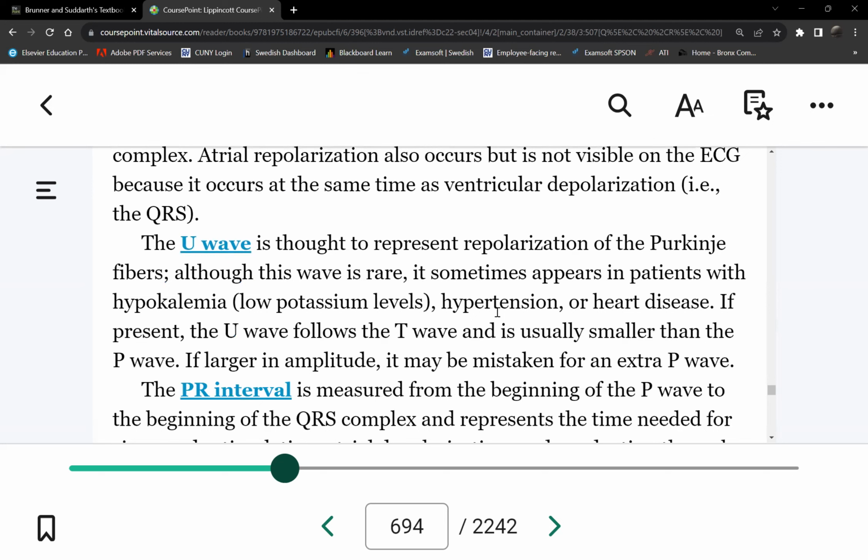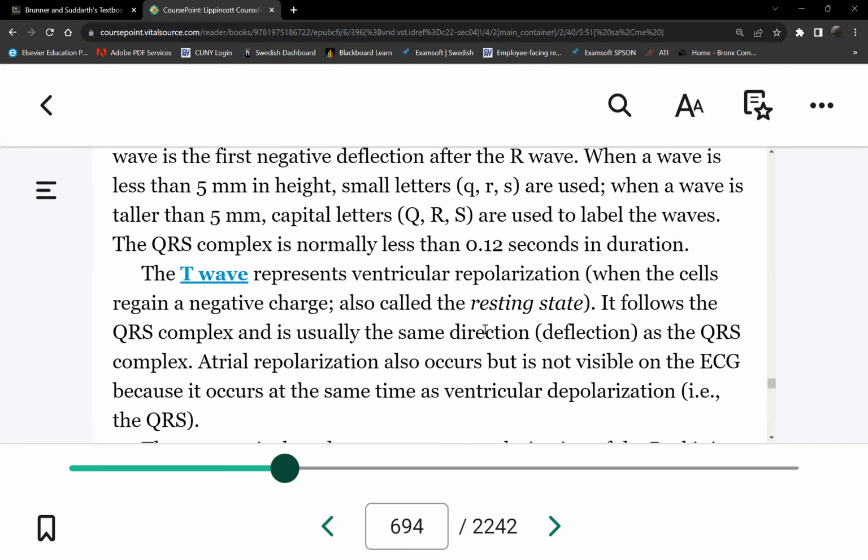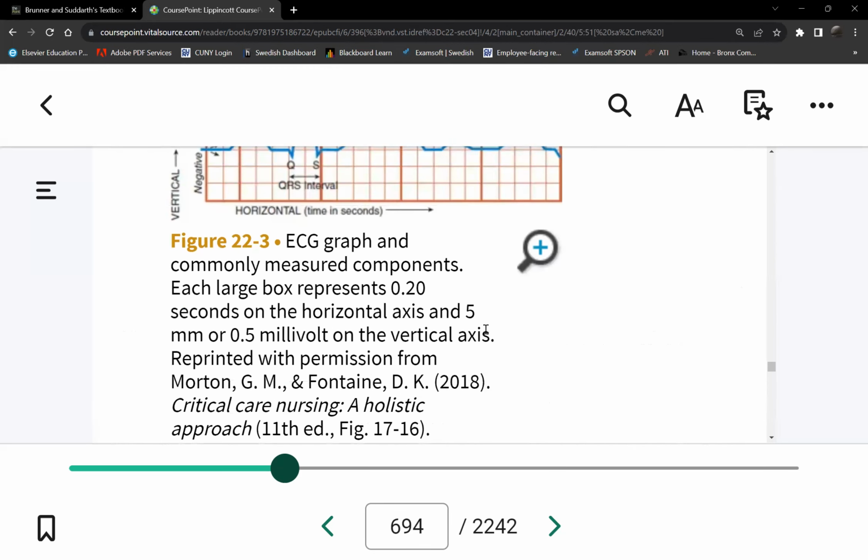For the U wave, let's forget about it, because in practice you probably won't see it. I see it every now and then, but not all the time. When the U wave appears, these are the causes: the patient has either hypokalemia, hypertension, or heart disease. But most of the time, it's not visible. I don't see the P wave 90% of the time, or maybe 95%. Very seldom do we see the U wave.